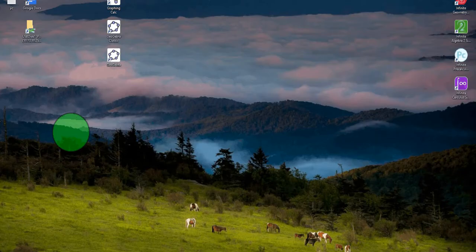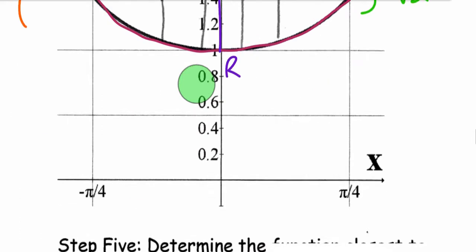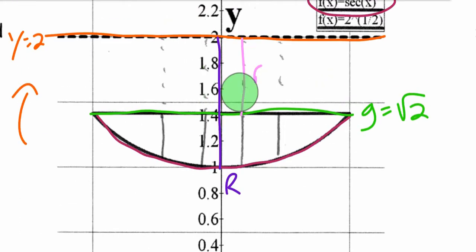So again, when there's a gap between your region and what you're rotating around, you will be using the washer method. Notice this bigger radius will form a circle when you rotate it. You want to take the area of that bigger circle and subtract the area of the smaller. So it would be pi big R squared minus pi little r squared.